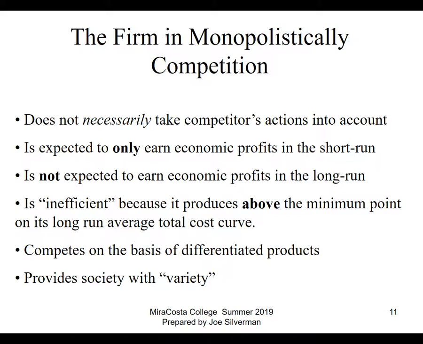So in monopolistic competition, the firm doesn't necessarily take the competitor's actions into account. We will see that in oligopoly they do. We expect that the firm will only make economic profits in the short run under monopolistic competition. We don't expect a firm operating under monopolistic competition to make a profit in the long run. We also believe that this market structure is inefficient because firms produce above the minimum on their long run average total cost curve. They compete by selling differentiated products, which is good for us because it provides the variety that we like. We don't all want to be wearing the same shirt or driving the same car. We want a little bit of variety in our lives. How do we get producers to do that for us? Well, we reward them when they provide us with a product that's different than what some other producer has.